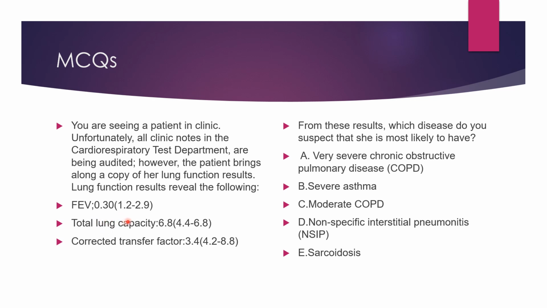So the FEV1 is significantly reduced, and total lung capacity is 6.8, which means it is preserved, and the corrected transfer factor, TLCO, as I told, will be low in emphysema. So this is making it clear that it is emphysema. But here there are two options: very severe and moderate. For this, if you have not seen my video on COPD guidelines, please see it. There I have explained the levels of severity, where FEV1 less than 30% predicted is given under very severe chronic obstructive pulmonary disease. So this will be the correct option for this case.